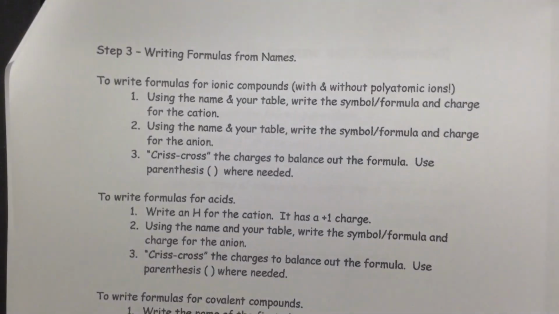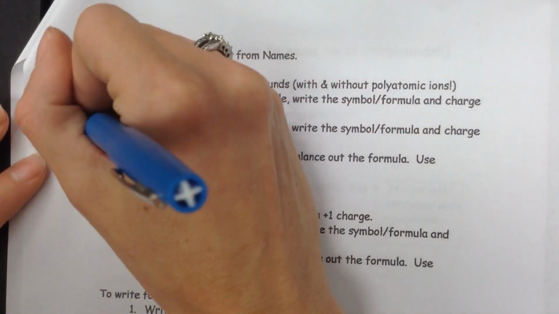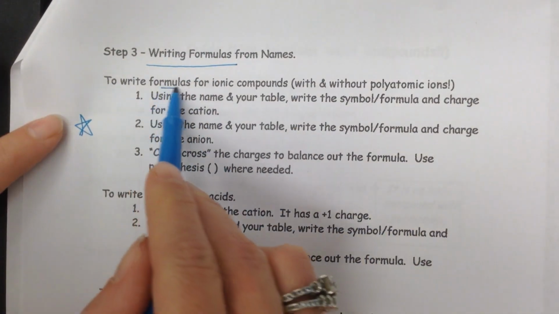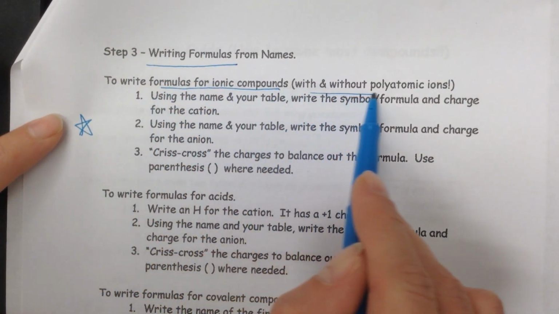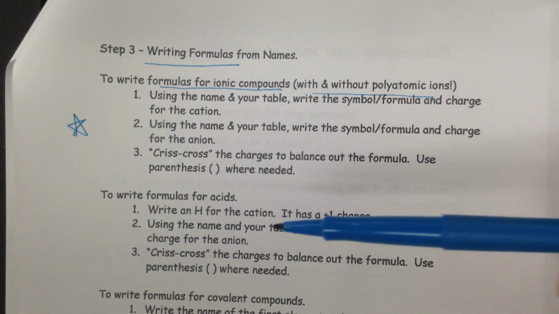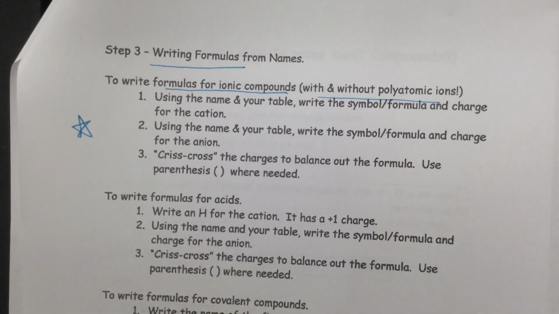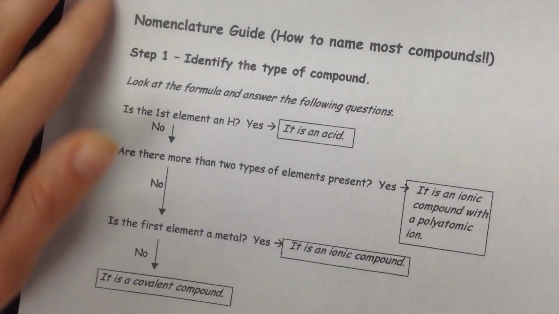If you turn your page, this is the page for how to write formulas. And then we just did this, writing formulas for ionic compounds with or without polys. So as you can see, we did not learn how to write formulas for acids yet. We did not learn how to write formulas for covalents. That's all coming. So this is just a neat little reference sheet where all the rules for all the compounds are in one spot. So you can use this at your own leisure.